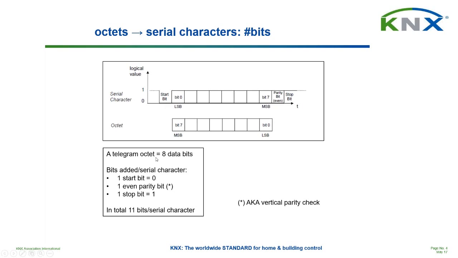What we need first of all is a start bit, which is always 0. Then we start by sending the least significant bit first, so bit 0 till bit 7, and then we add one more bit, an even parity bit, followed by one stop bit, which always has the value 1. That means in total per octet we need actually 11 bits, so not 8, but 11. The even parity bit, by the way, is also known as the vertical parity check. You might have seen that somewhere in another document, so you can make the link with this parity bit then.